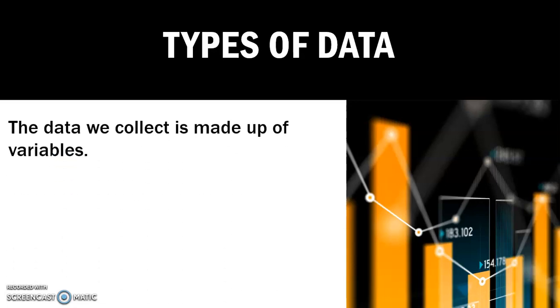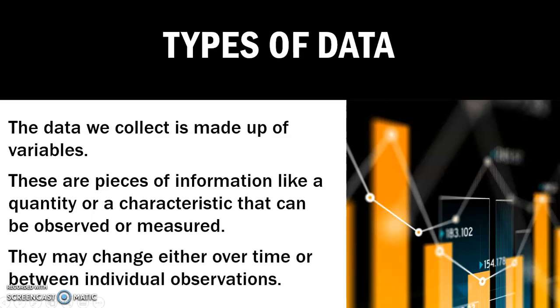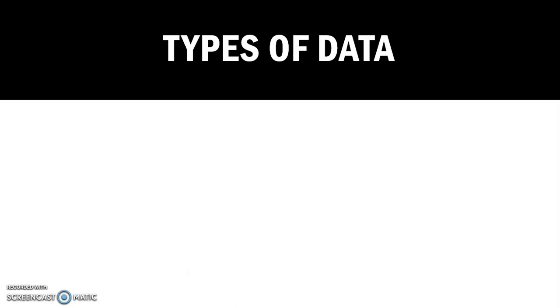So the data we collect is made up of variables. These are pieces of information like a quantity or a characteristic that can be observed or measured. They may change either over time or between individual observations.